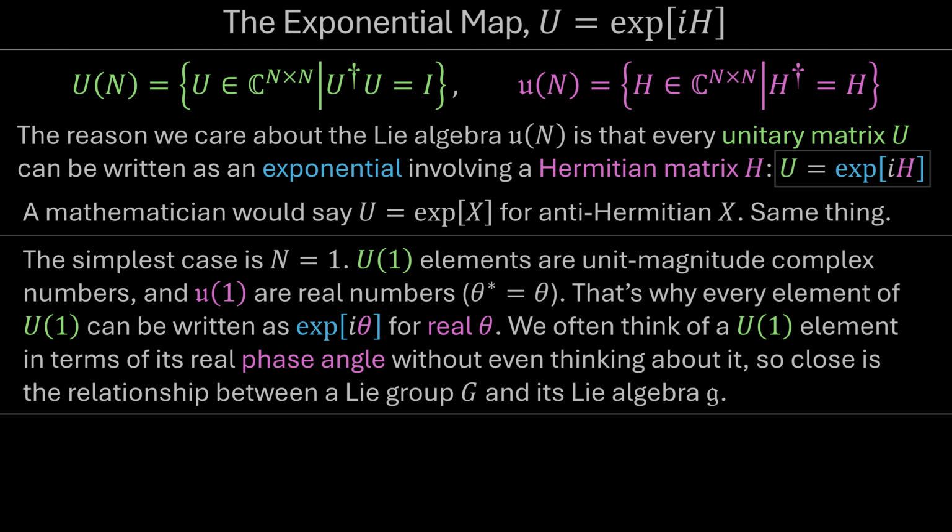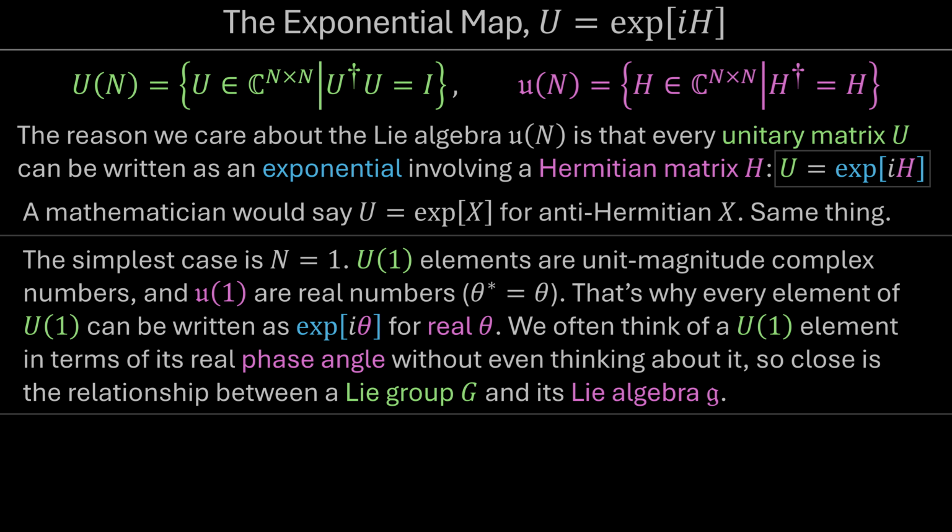So the relationship between a Lie group and its Lie algebra is so close that in the case of U1, we don't even think about it. I mean, e to the i theta and the phase angle are like two sides of the same coin, they're so closely related concepts. And because these concepts are so closely related, there are very subtle things relating to U1 that you might not have even realized.